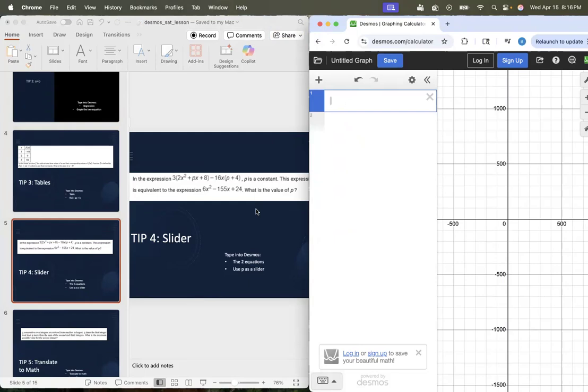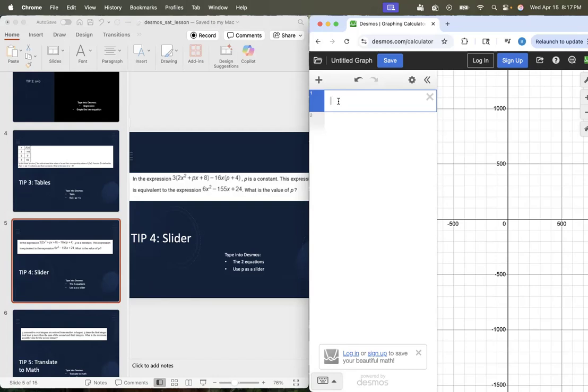The expression 2x squared plus px plus 8, minus 16x into bracket p plus 4, and p is a constant. This expression is equivalent. Whenever they say equivalent, you can plot this by equating them and making one of them y. That's all. So what I'm going to tell Desmos is a long equation. You can use regression, or you can just plot each and then see where they intersect. Regression is fine, and then you can see where they intersect.